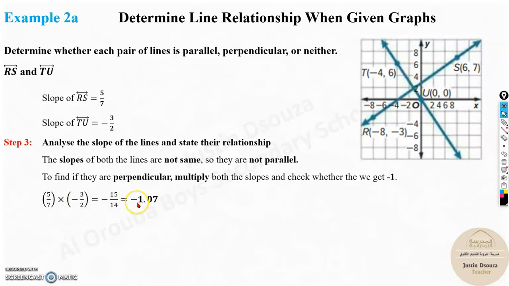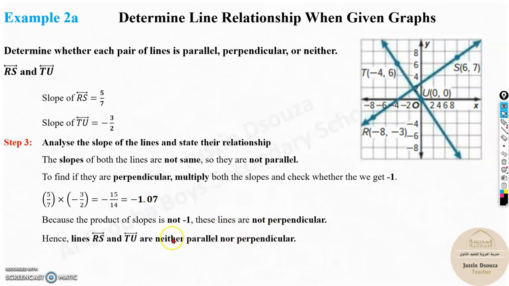Now when you multiply over here, you're getting the answer -1.07. This is not perpendicular. If it was to be perpendicular, you had to get exactly -1. But this is not -1, it's -1.07. So they're not perpendicular. So they're neither. Basically, they're neither parallel nor perpendicular.